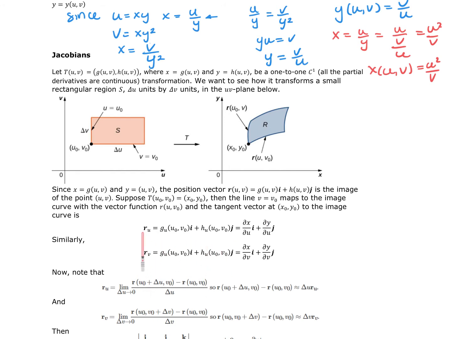The partial derivative of r with respect to u is the partial derivative of x with respect to u, and the partial derivative of y with respect to u. Similarly, the derivative of the vector r with respect to v is going to be, and these should be v's here, copy paste was not my friend, the partial derivative of x with respect to v and the partial derivative of y with respect to v.